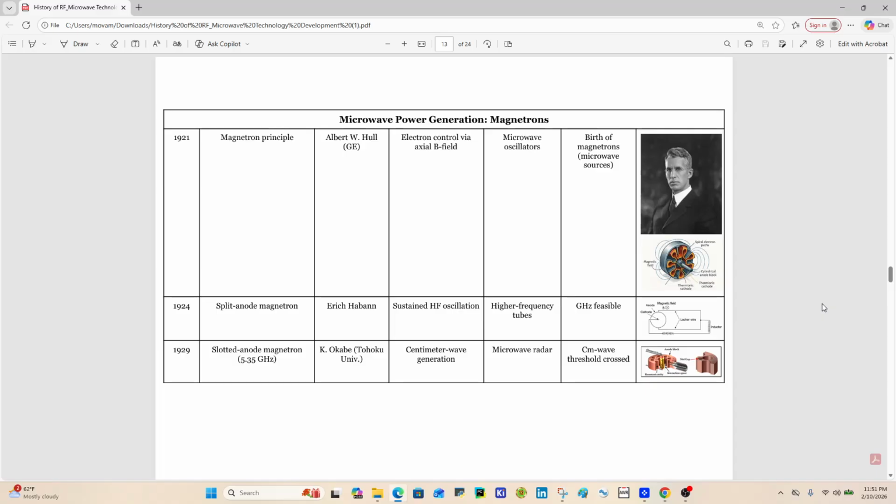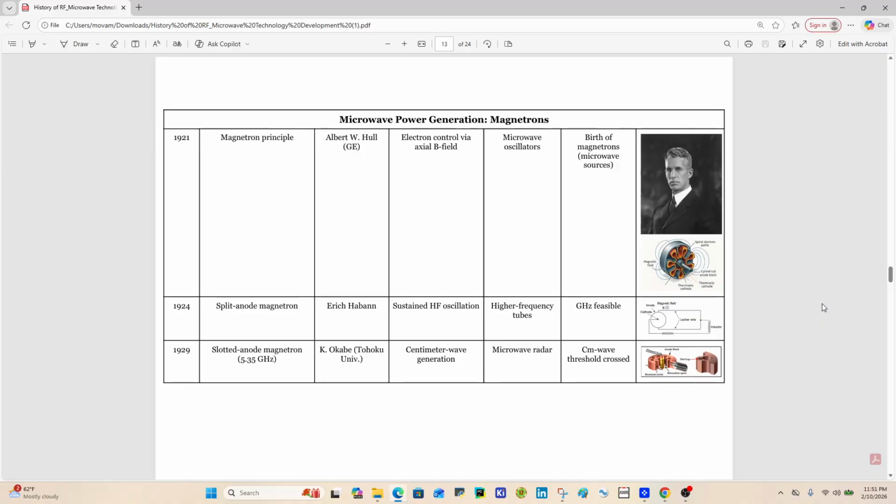In 1924, the split anode magnetron by Erich Habann was invented, and this isolation into two halves helped transform the magnetron principle from a rectifier tube to a self-resonant RF source. And this is a nonlinear self-organizing oscillator essentially, and it uses electron bunching physics.